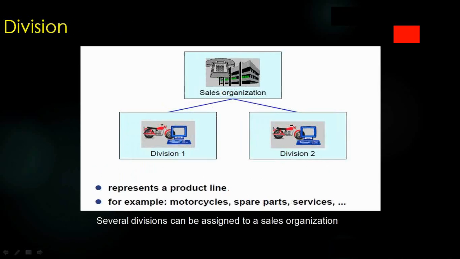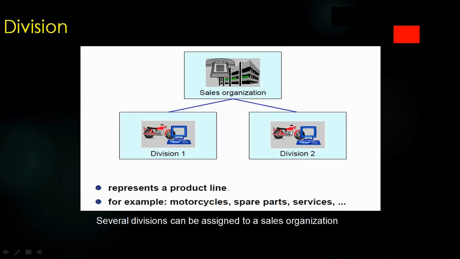Then we'll talk about what is division. So we have seen the three layers. On the top we have sales organization, then we have distribution channel, and finally we have division. So division is just a product line. For example, it can be a service, it can be a motorbike, it can be a car, it can be electrical goods, it can be a mechanical spare part. Just a division.